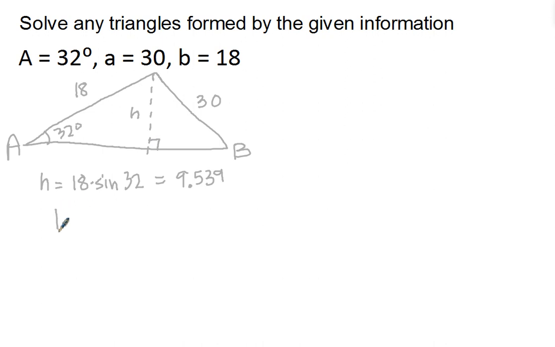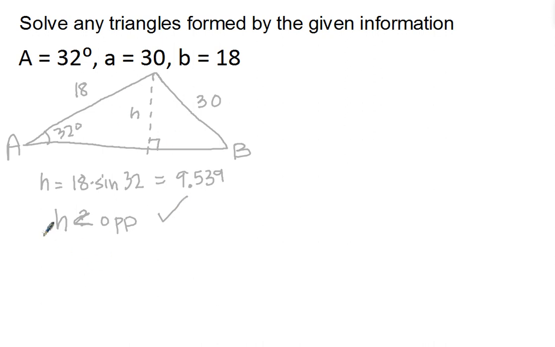Okay, now we're going to compare the height of the triangle to the opposite side. This will tell us, at least, if we have any triangles that can be made. So notice the height is 9.5 and the opposite side to our angle 32 is 30. So indeed, the opposite side is larger than the height. So we can figure out that at least we can have some triangles. At least one triangle, maybe even two.